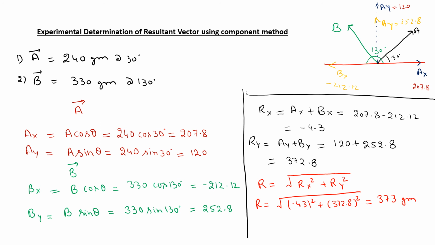You also need to find the angle for this resultant, so that is going to be tangent inverse of R of y, the y component of the vector, over the x component of the vector. Tangent inverse of 372.8 divided by 4.3, and this you will get approximately 89.34 degrees. So this is the result.